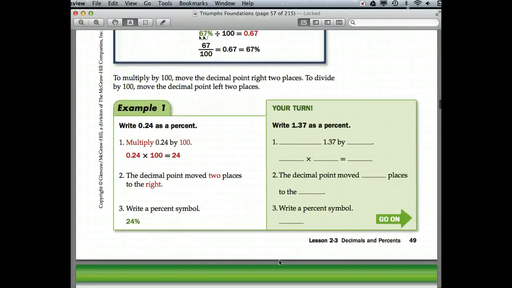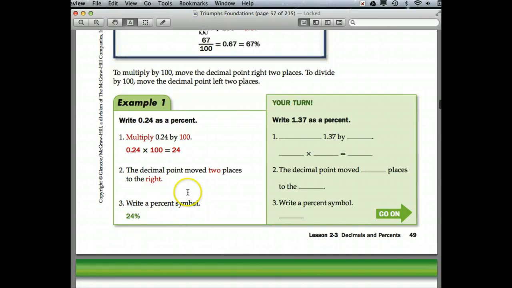Okay, time for an example. We are asked to multiply 24 hundredths by 100. So 24 hundredths times 100 is 24. Notice our product is larger than our original decimal. So we move the decimal point 2 places to the right, and then we put a percent symbol on it. 24%. Now it's your turn. I want you to pause the video and work the problem, then come back and we'll check your answers.